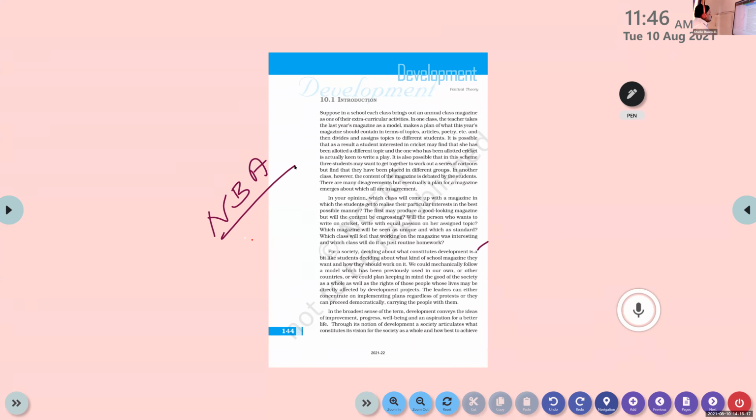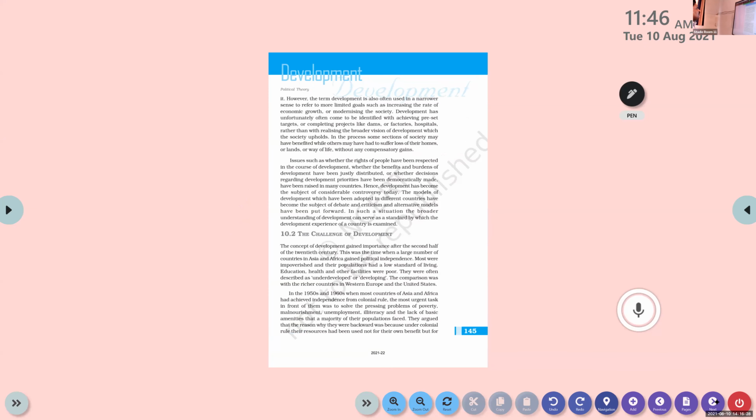Through its notion of development, a society articulates what constitutes its vision for the society as a whole and how best to achieve it. However, the term development is often used in a narrower sense to refer to more limited goals such as increasing the rate of economic growth or modernizing the society. Okay, so the word development does not mean just simple economic development. Clear or not? Not just increasing economic development.